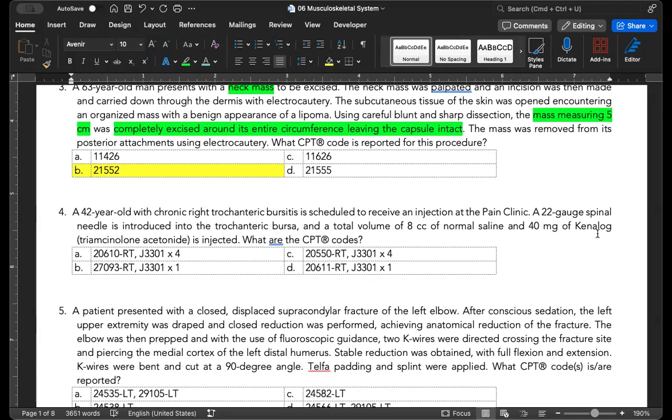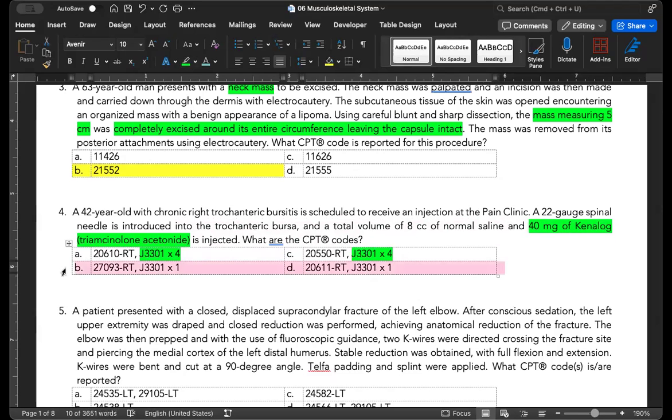at which underneath it says your drugs are your Kenalog and your Kenalog 10. And it's per 10 milligrams. So if we have 40 milligrams of the Kenalog that's injected, how many units of J3301 should we report? 4. Correct. Yep. So for J3301, we're going to report 4 units to make sure that we're getting paid for all of the medication that was administered.